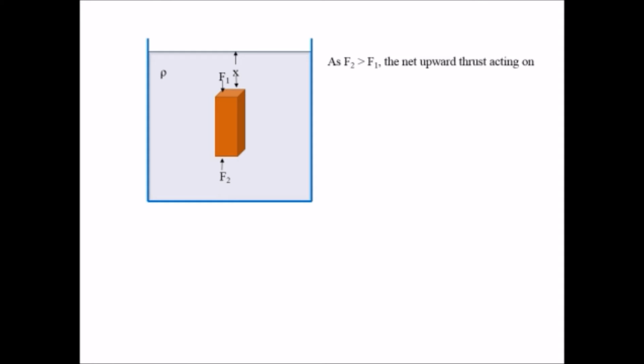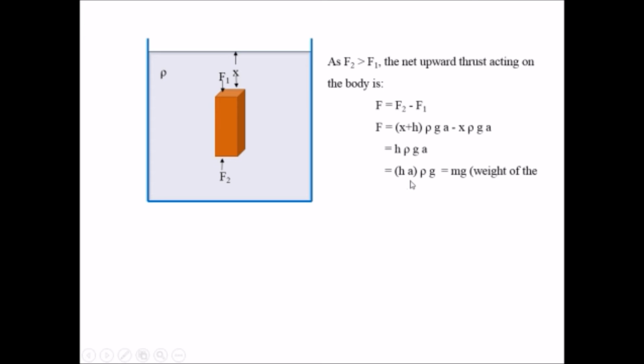Now, the pressure at the bottom will be higher than the pressure at the top. So the net upward force or thrust acting on the body will be F2 minus F1. By replacing the F2 and F1 values, we get force equals h rho g A, and hA is the volume and rho is the density, so volume into density equals mass, which is the mass of the displaced water.